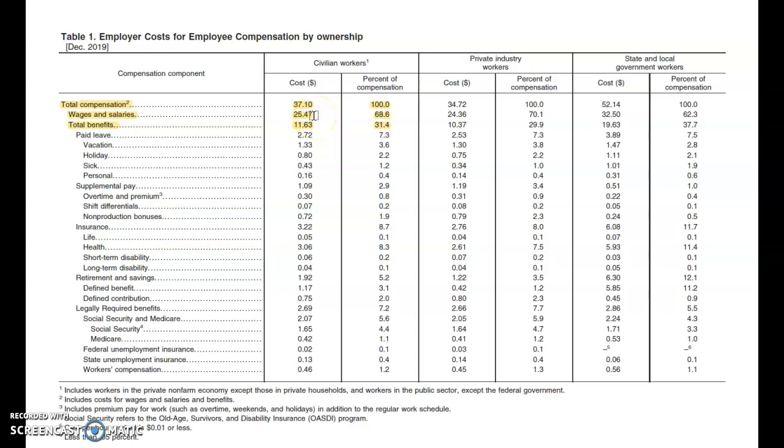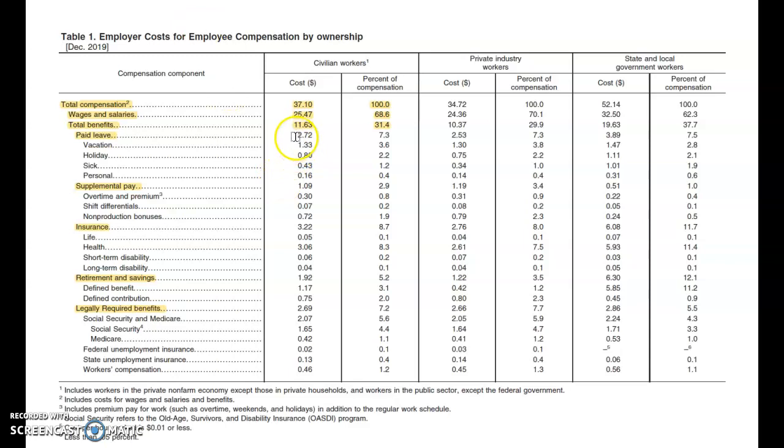$25.47 comes from wages and salaries, $11.63 comes from total benefits, and similarly, if you want to think of percentages here, this is very telling because it shows that almost 70% of the compensation is in the form of wages and salaries, and about 30% is in the form of benefits. And then it breaks down total benefits into things like paid leave, supplemental pay. Again, look at the next indentation: insurance, retirement and savings, and legally required benefits.